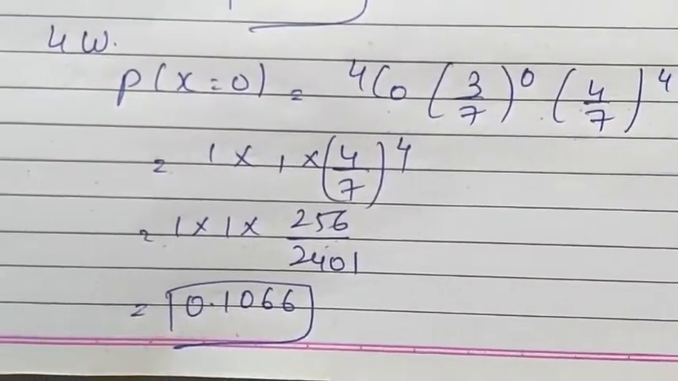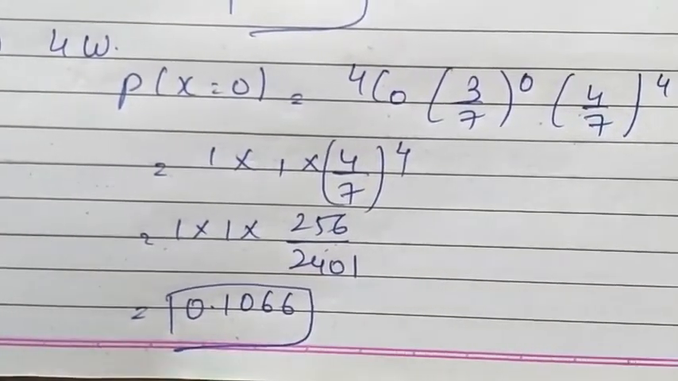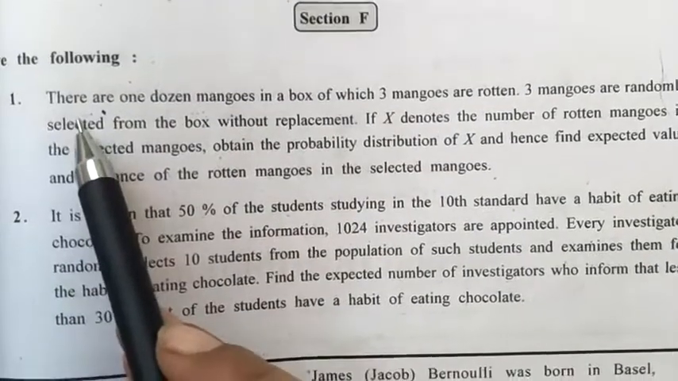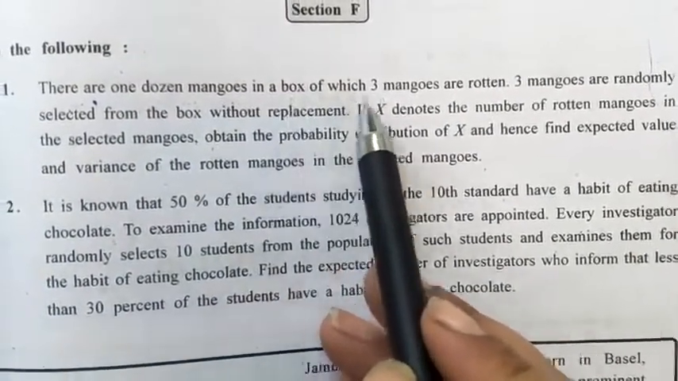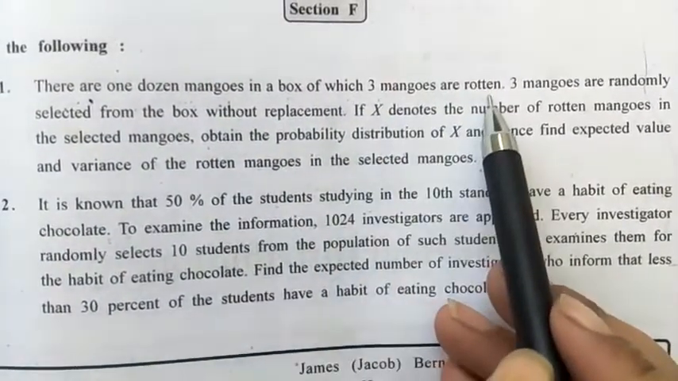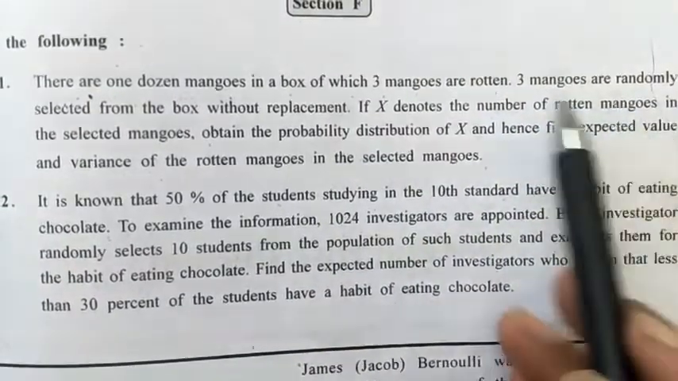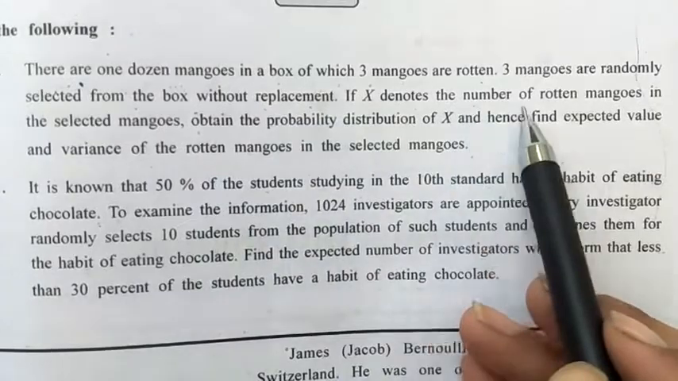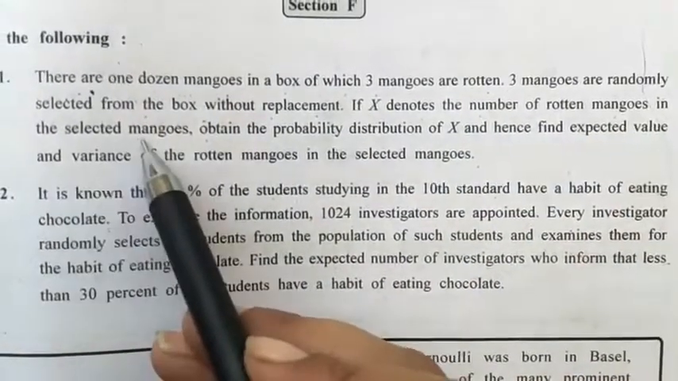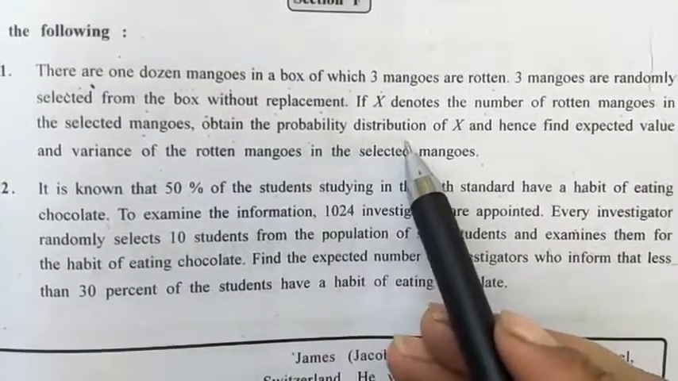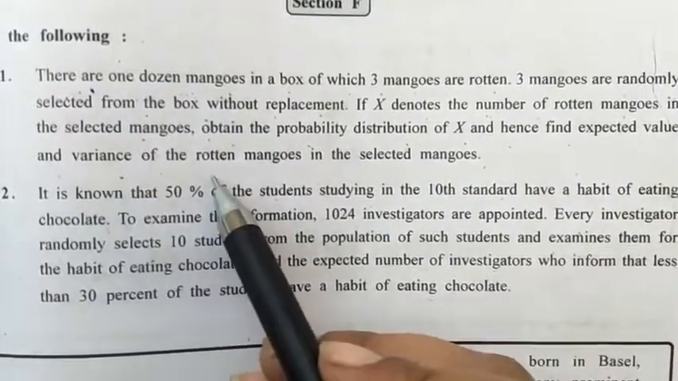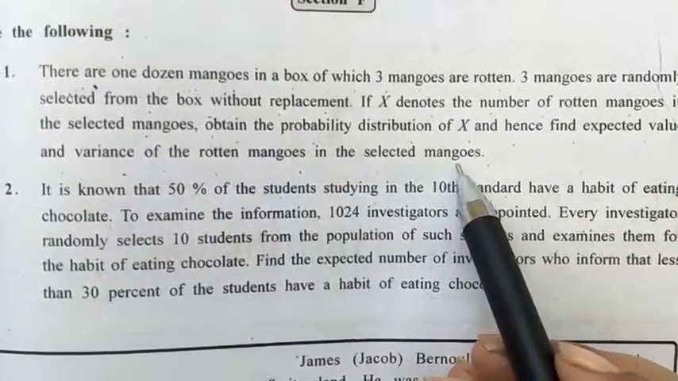Now we will start with section F of exercise 2. So section F, sum number 1. There are 1 dozen mangoes in a box of which 3 mangoes are rotten. 3 mangoes are randomly selected from the box without replacement. If X denotes the number of rotten mangoes in the selected mangoes, obtain the probability distribution of X and hence find the expected value and variance of the rotten mangoes in the selected mangoes.